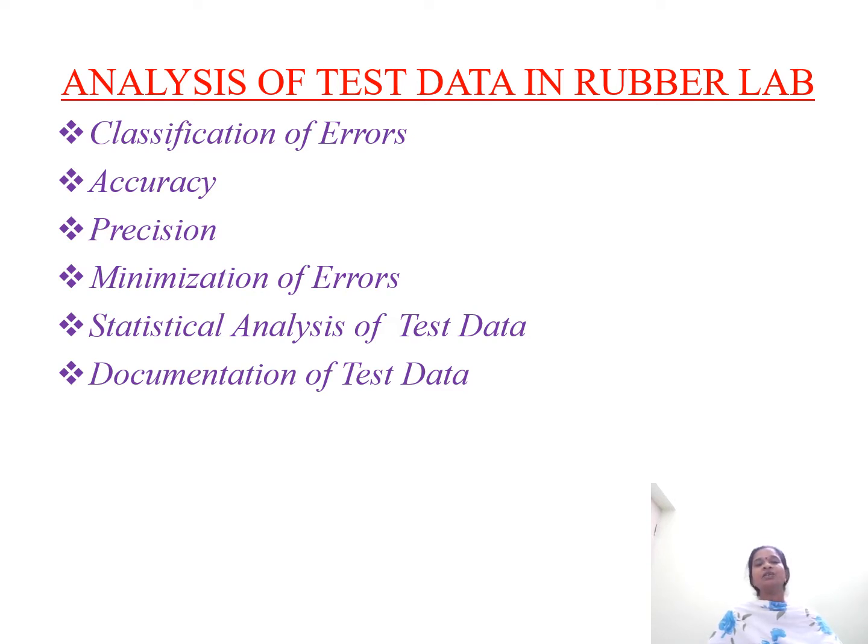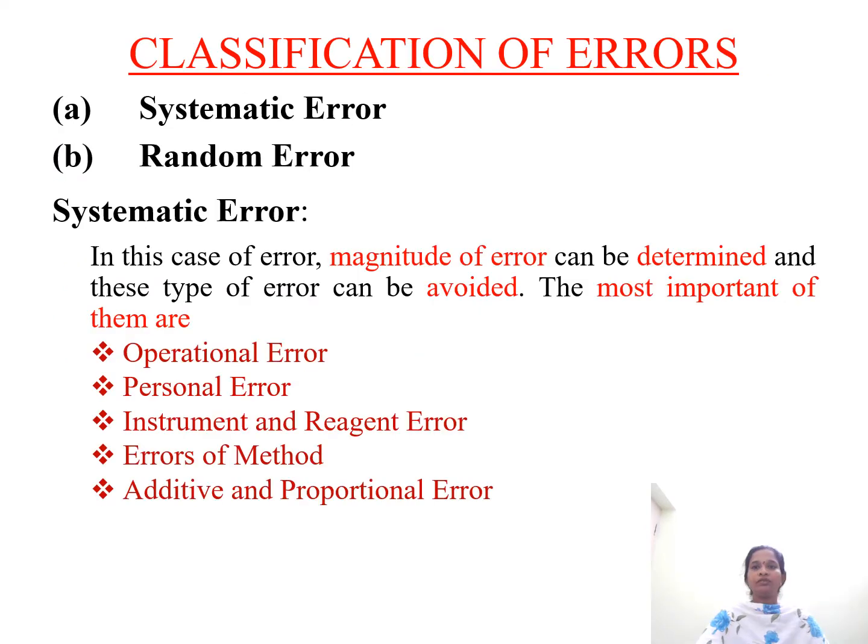So we will be discussing the classification of error, what is accuracy, precision, how to minimize error, what is the statistical analysis of test data, and then the importance of reporting and documenting the test data. So error which occurs due to experimental nature or analytical nature is classified into two types. One is systematic error, another one is random error. Systematic error is a commonly occurring error, whereas random error occurs uncommonly.